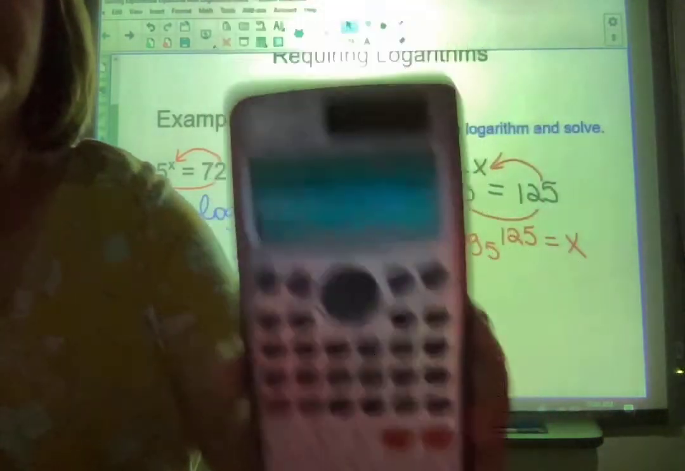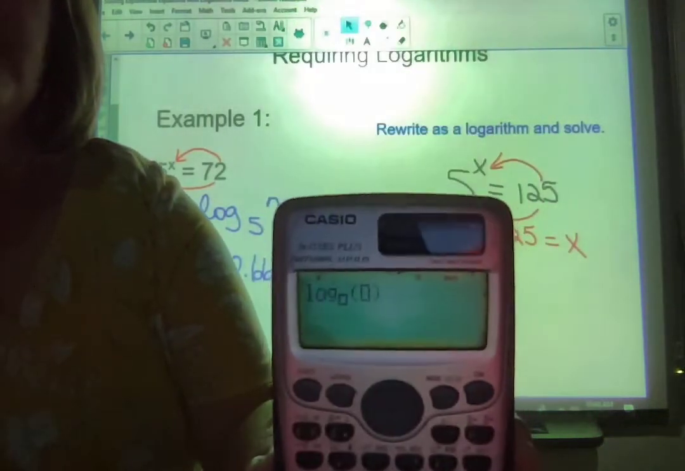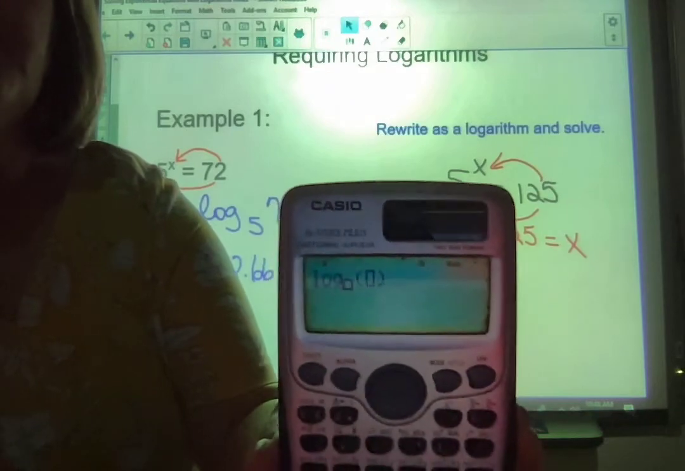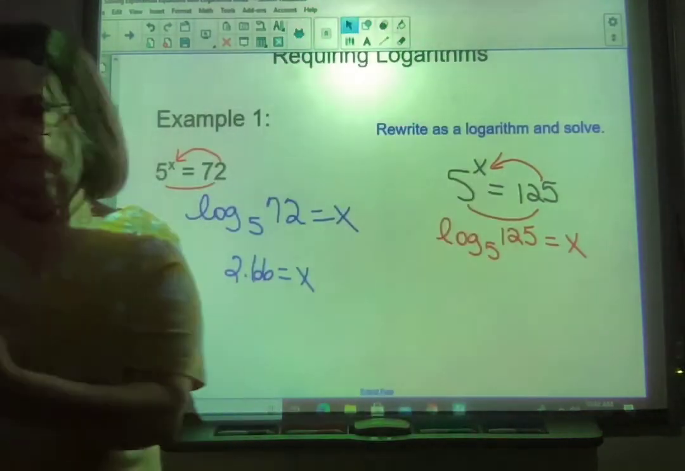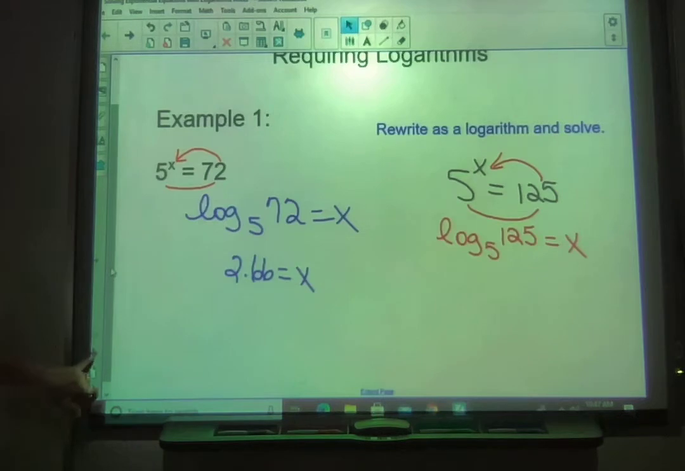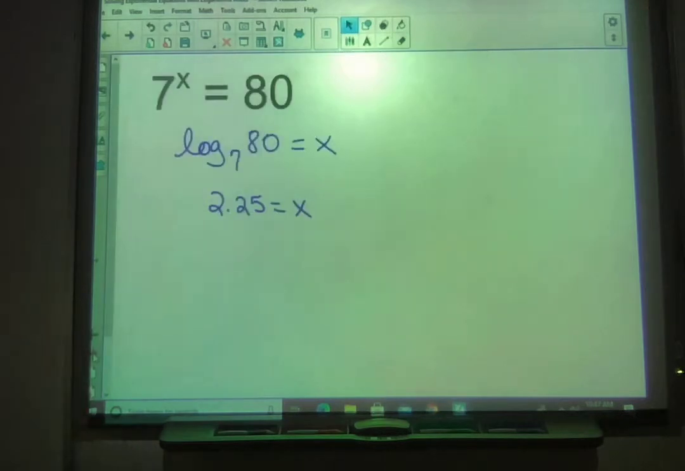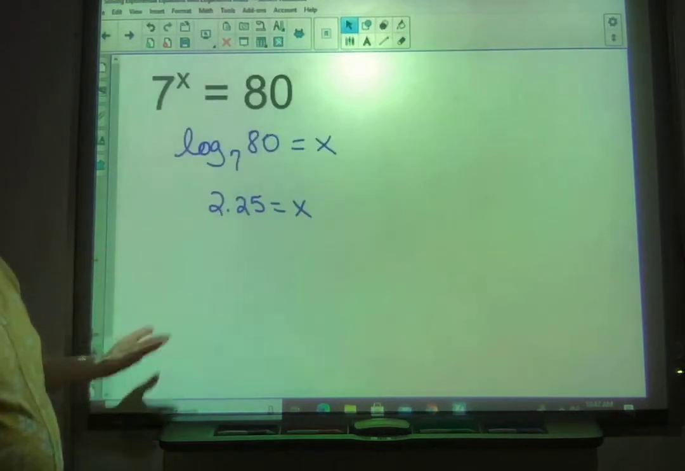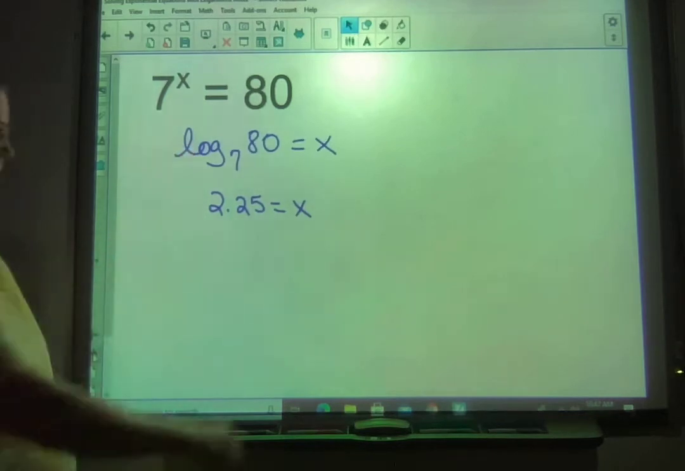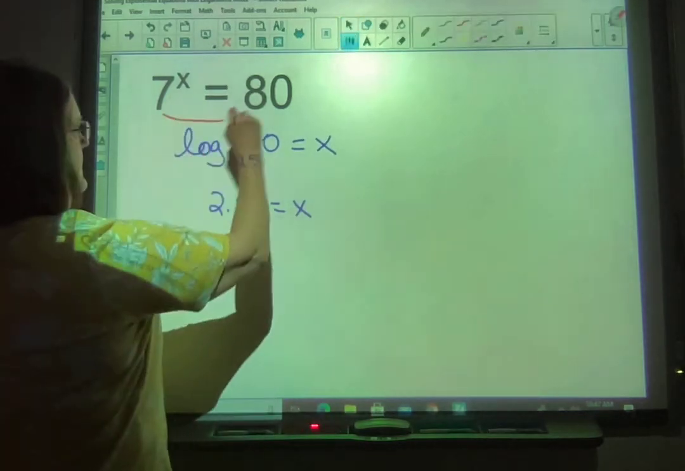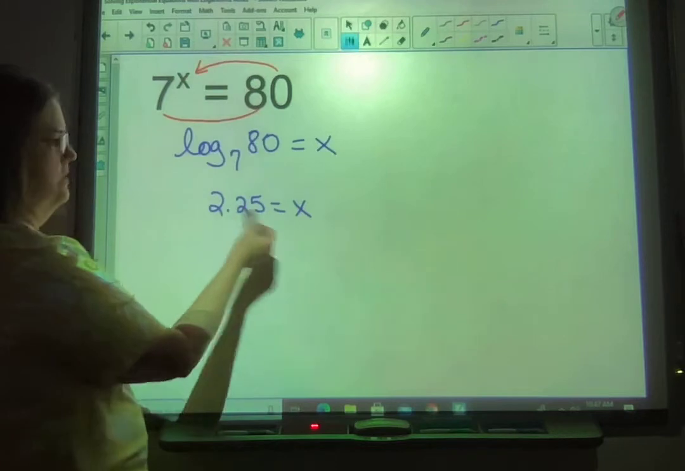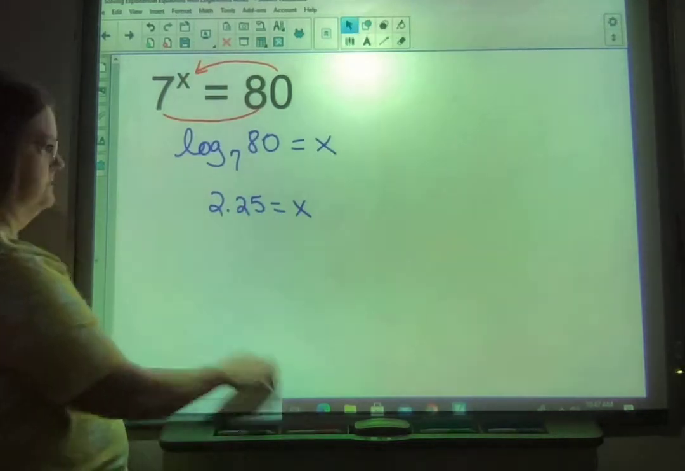It's that button on the calculator. And I know that you can't see what it's doing. There it is. You see what it's doing, and then you just put the numbers in and hit equals. Okay. And this one, same thing. We just rewrite it as a logarithm, log base 7 of 80, and we put it into our calculator, and I've rounded it to 2 places.